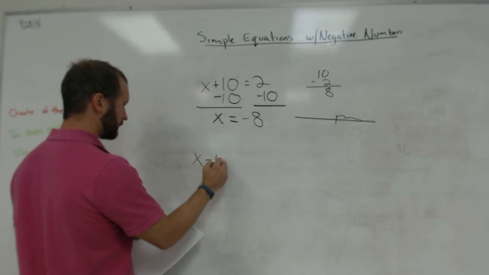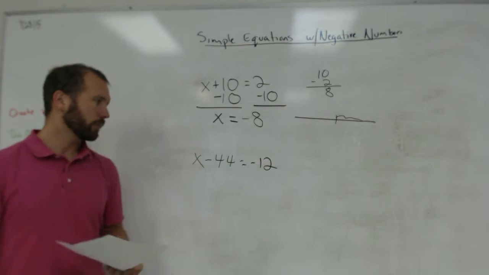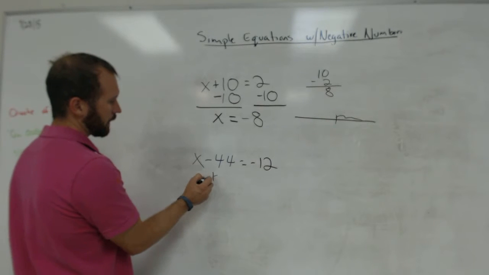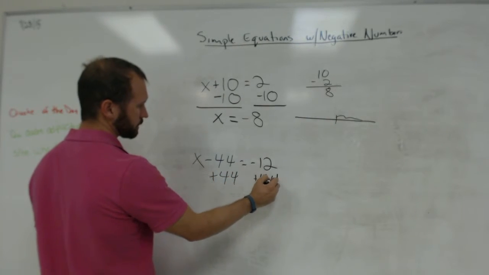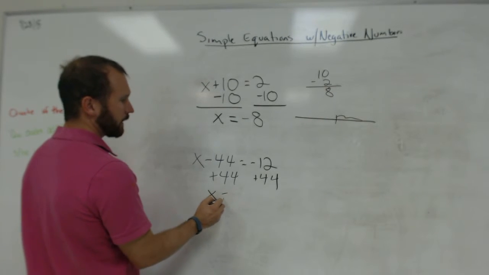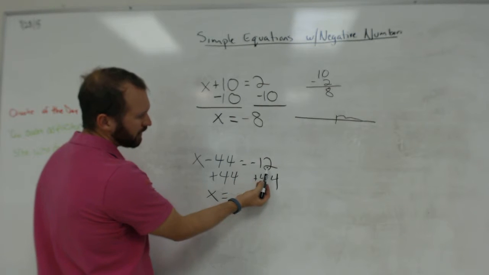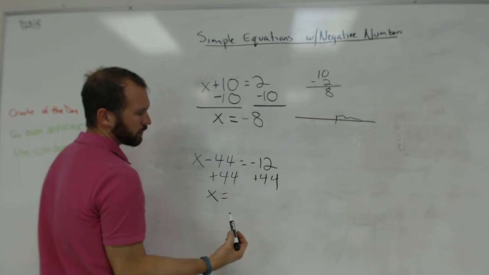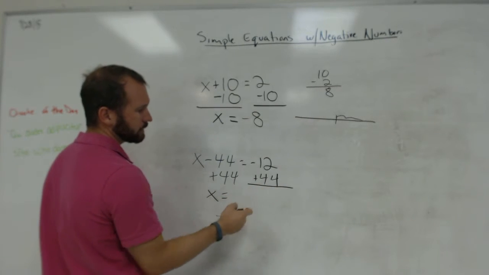x minus 44 equals negative 12. How do I get rid of that minus 44? Add 44 to both sides. And then it's a positive. Now we have x. I can already see my answer is going to be positive because I have a smaller negative number plus a larger number. Okay. But I have opposite signs.